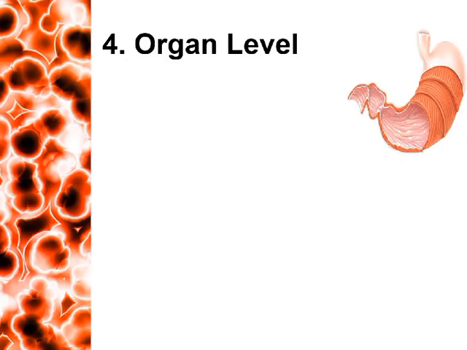The fourth level of organization is the organ level. Tissue plus tissue equals organ. It means at the organ level, different types of tissues are joined together.